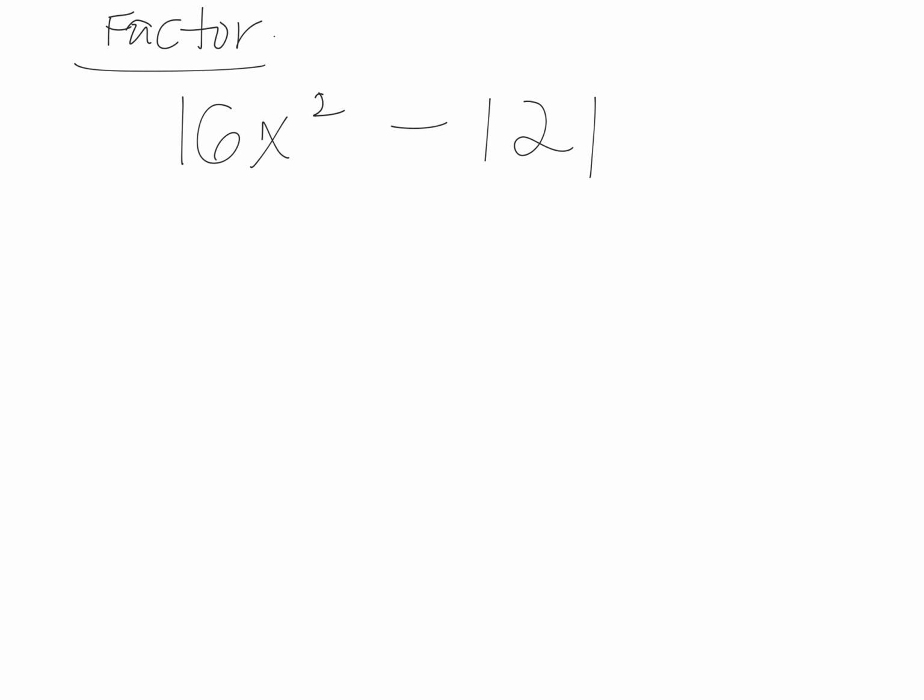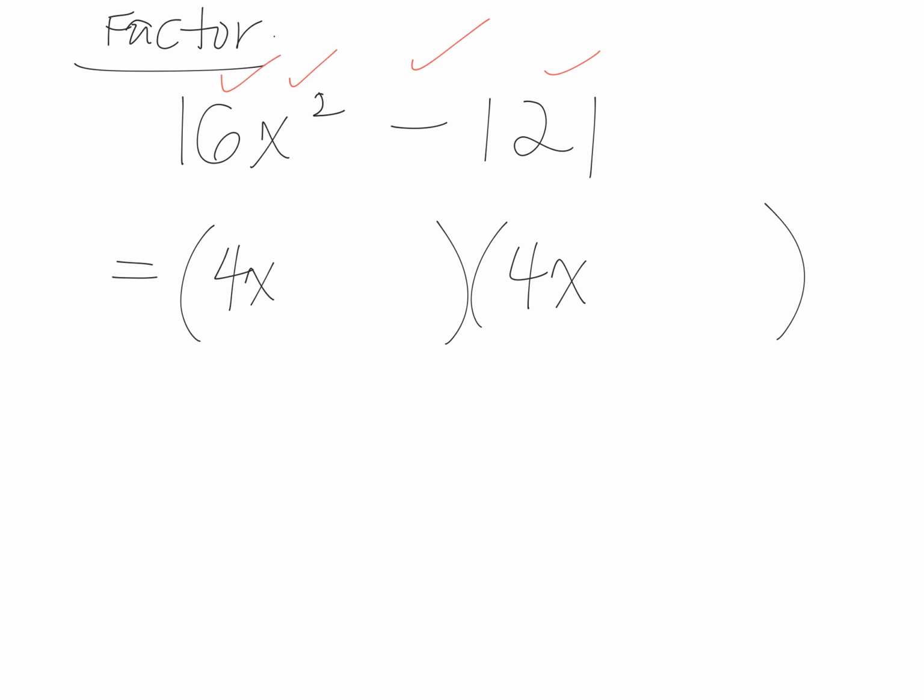Okay, we know it's a difference of squares because it's separated by subtraction. This is a perfect square, and this is a perfect square. So what is the square root of 16x squared? 4 what? Good. What is the square root of 121? What are the signs I have to put? Positive and a negative. That's it. You factored it.